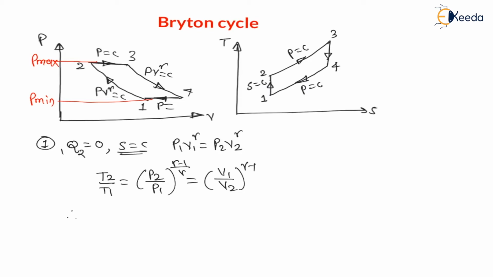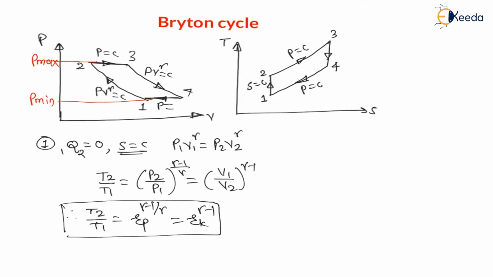Therefore, from this, T2 divided by T1 is equal to P2 divided by P1, the pressure ratio, that is maximum pressure divided by minimum pressure, Rp, raised to gamma minus 1 upon gamma, which is equal to V1 divided by V2, nothing but the compression ratio Rk, just now we have seen. Therefore Rk raised to gamma minus 1. So my dear students, from here we can say T2 is equal to T1 into Rp raised to gamma minus 1 upon gamma, or equal to T1 Rk raised to gamma minus 1.